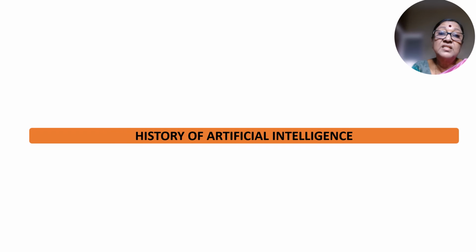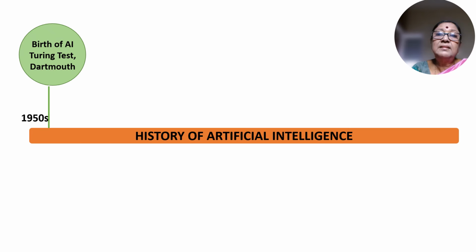Let us go to the next topic, which is the history of AI. So when did AI actually start? It started in the 50s, acknowledged as the birth of AI. And the Turing test was the first topic that had to do with this. We'll be coming into that later. And there was an important conference called the Dartmouth Conference. That is where the term AI itself came into the picture.